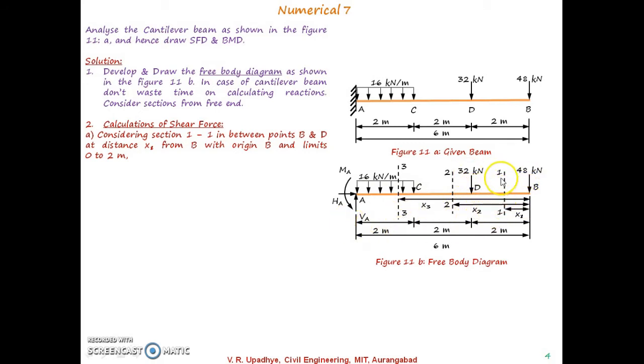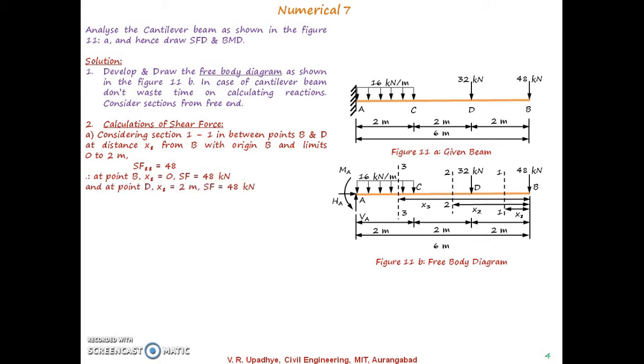First of all we will go through section 11. If it is between B and D, the limits will be 0 to 2 meter. If we consider the right part of that section, then we have just the 48 kilonewton force. This is what we discussed in sign conventions: if we are considering the left part of a section, upward will be positive, and if I am considering the right part of the section, downward will be positive. So the equation becomes SF11 is equal to 48. It is the algebraic sum of forces either at the left or right of that particular section. With this, at the limit x equal to 0, at point B, the shear force is 48 kilonewton. At point D, at x equal to 2 meter, it will be the same.